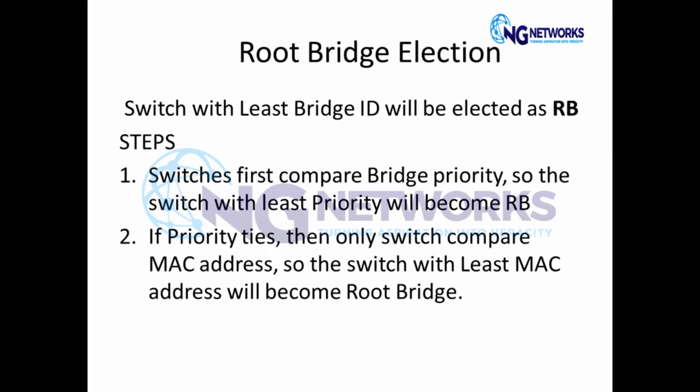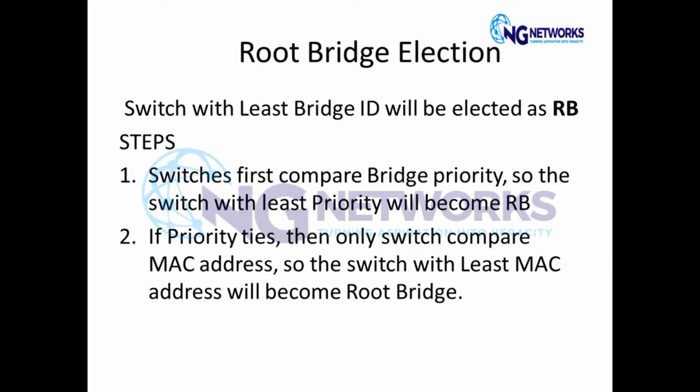So we have already discussed that root bridge is elected on the basis of bridge ID, and the switch which has the least bridge ID will be elected as root bridge. Now the steps. First of all, all the switches in the spanning tree will share the BPDU for the first time, and in these BPDUs all the switches will share their bridge ID. First, the switches will compare the priority, and the switch which has the least priority will be elected as root bridge.